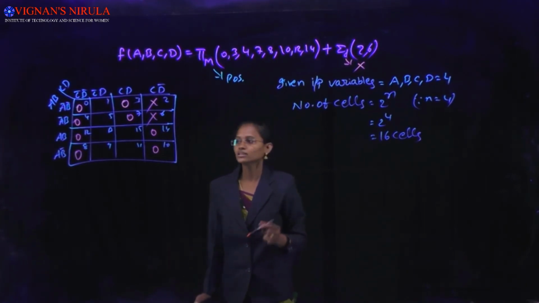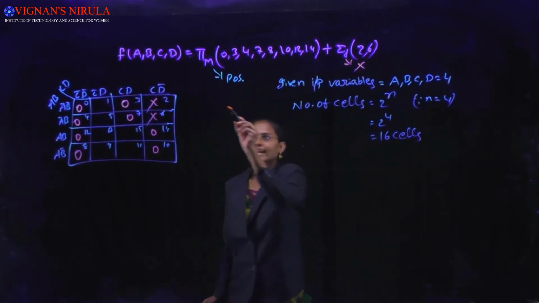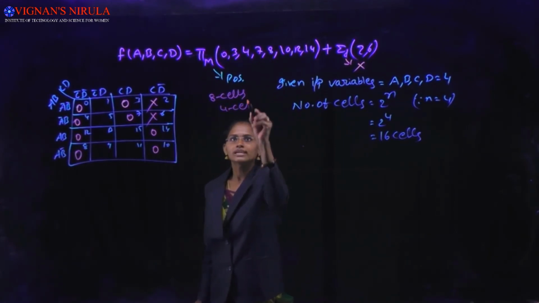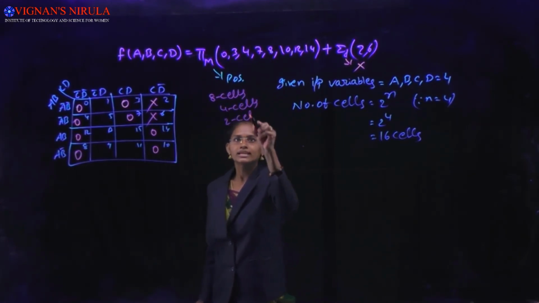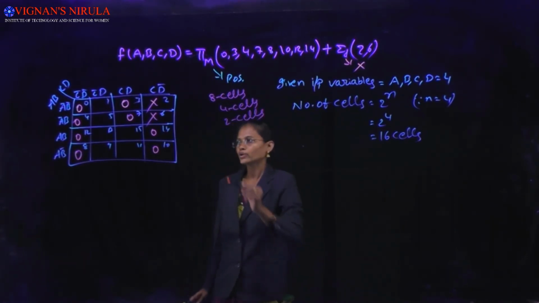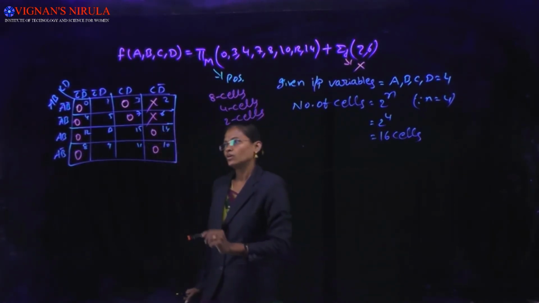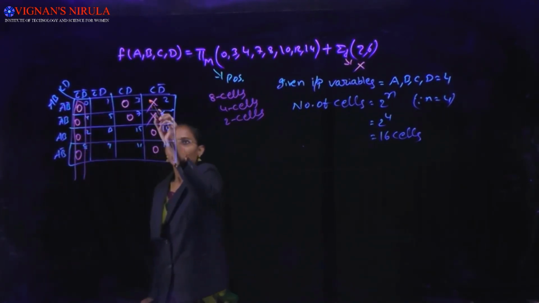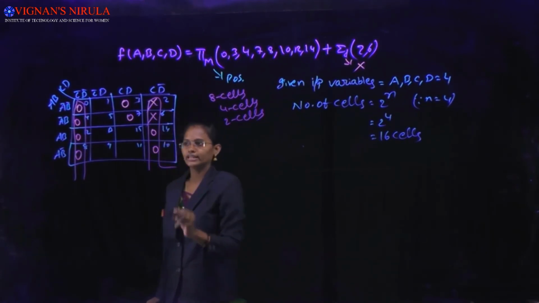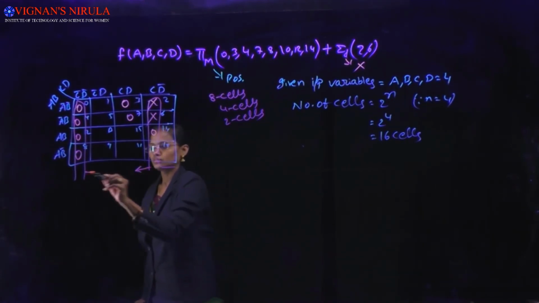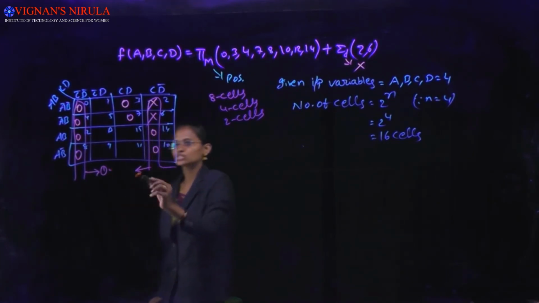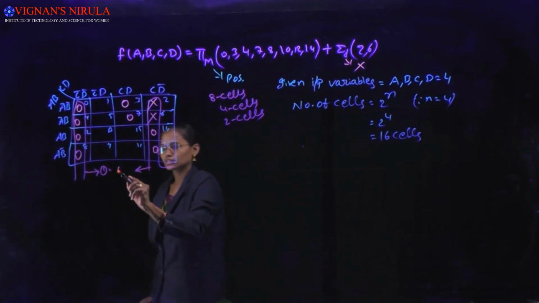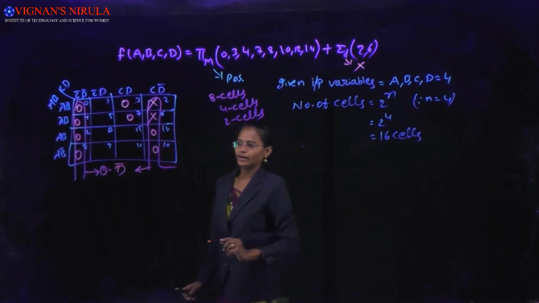We are grouping; the first preference is 8 cells grouping, next 4 cells grouping, and next 2 cells grouping. We are grouping 0 with x. We group 0, 4, 12 and 2, 6, 14. These are the first group. In the first group, the common variable is C bar D bar, C D bar, so the common variable is only D bar.